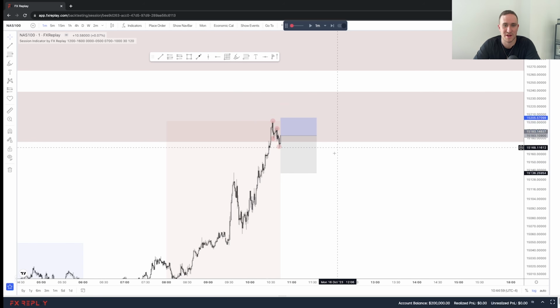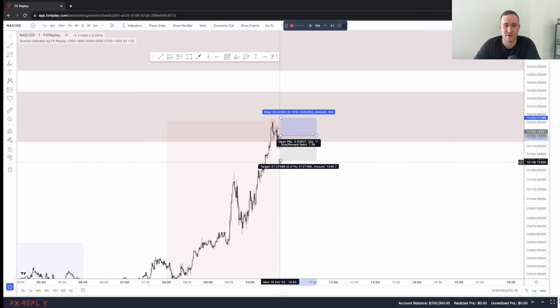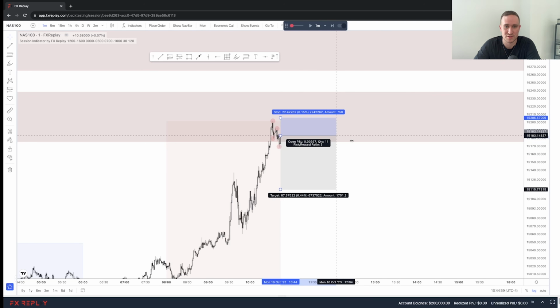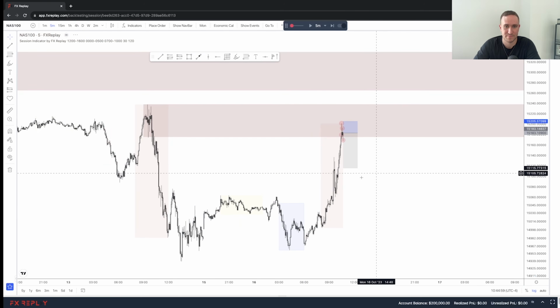wants to start to create some inducements within this area. I'm just going to drag my TP down to a 1 to 3, which is where my target was. And I'm going to let this play out here on the 5-minute time frame.